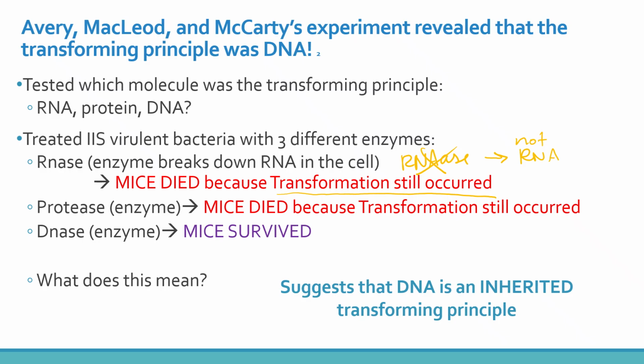When they treated the sample with protease to break down the protein, again, the mice died. So protein was not the transforming principle. So now they know that it is not protein and it's not RNA. When they treated the cells with DNase to break down the DNA, the mice survived. This suggests that DNA was the transforming principle.